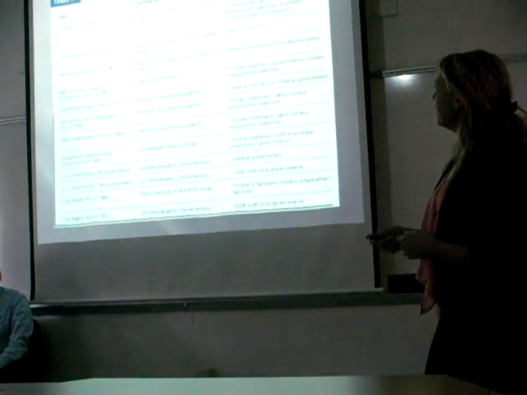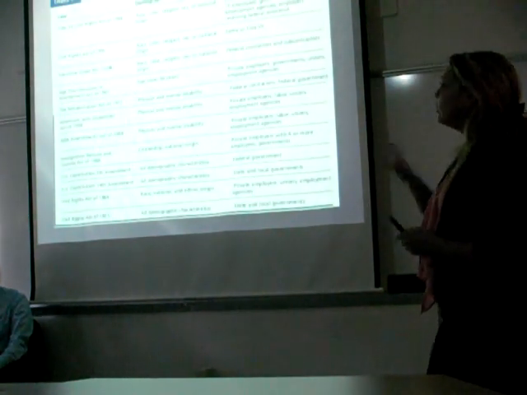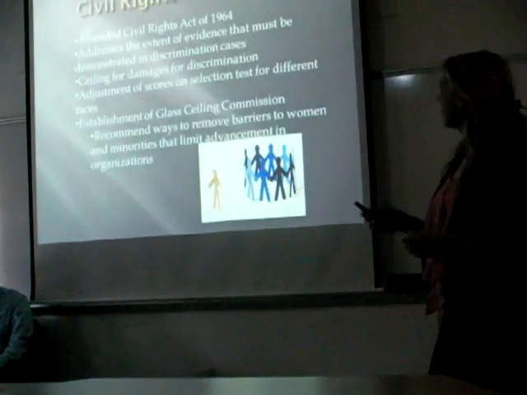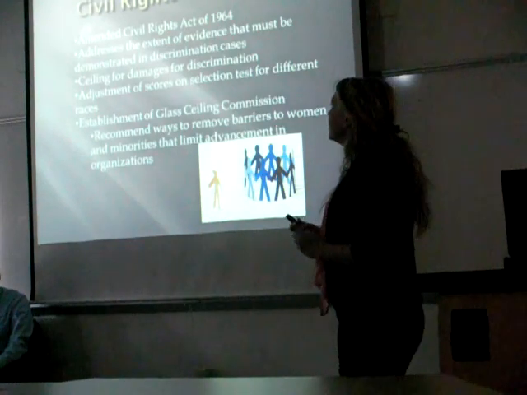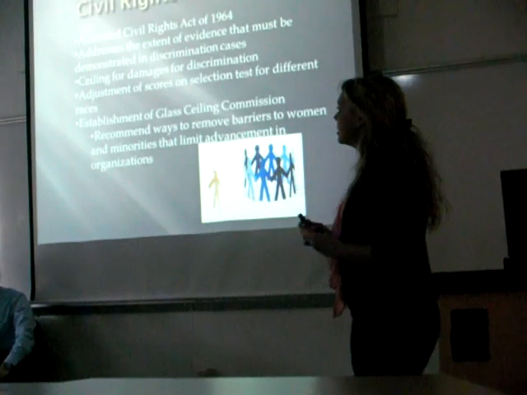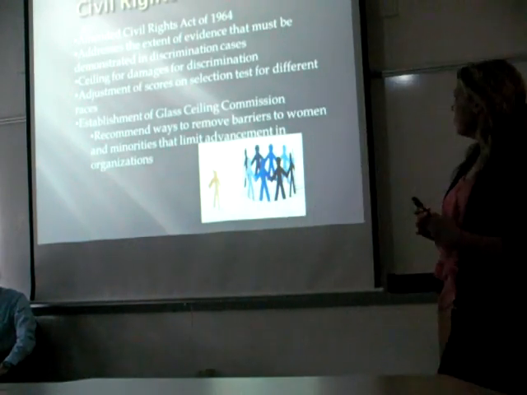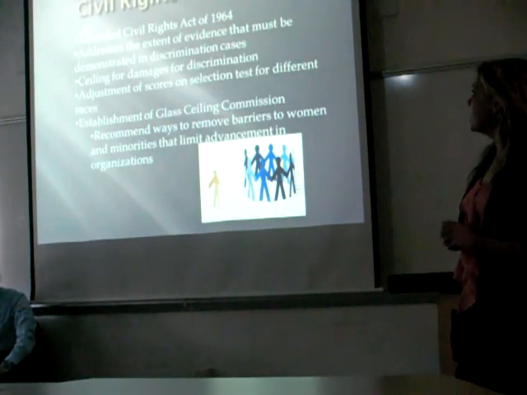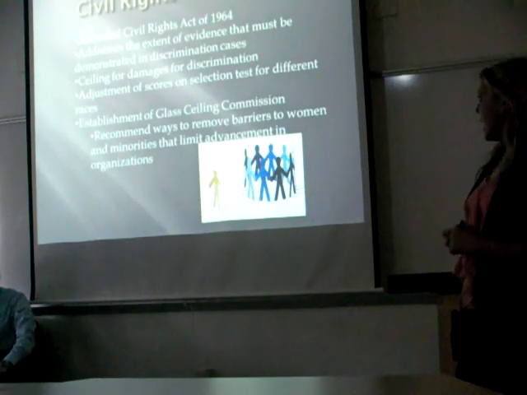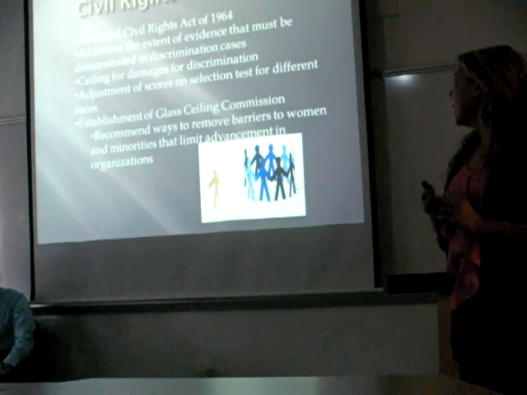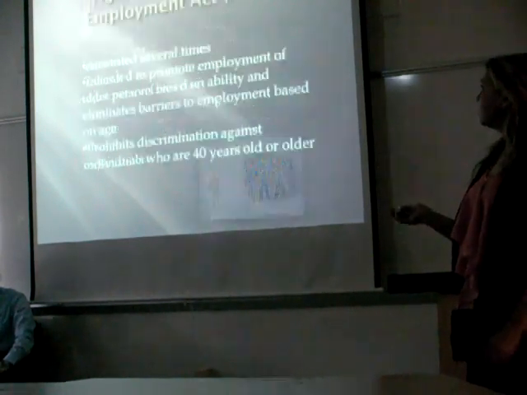This is a continuation of it. So this is all the laws. I'm not going to talk about all of them, but that's where it goes from there. So there's the Civil Rights Act of 1991. That's an amendment of the old Civil Rights Act, and that just addresses evidence for discrimination. So it also goes into the ceiling for damages of discrimination, scores of selection tests, and the establishment of the Glass Ceiling Commission. And it recommends ways to remove the barriers that prevent minorities and women in advancement in organizations.